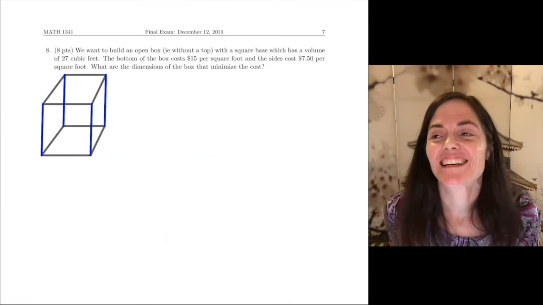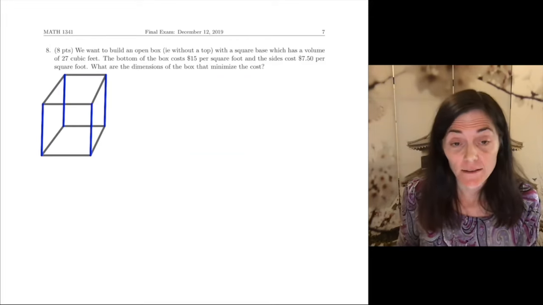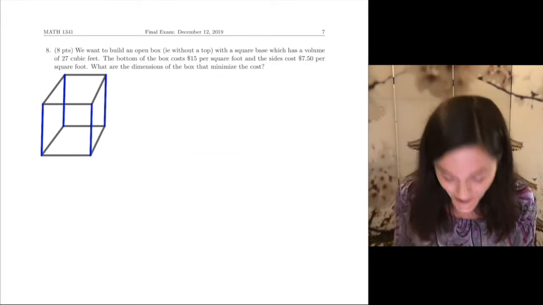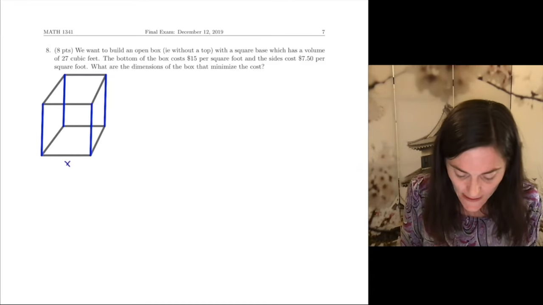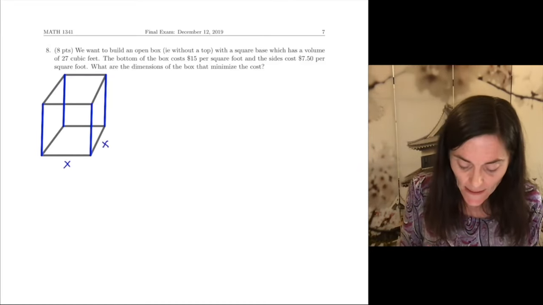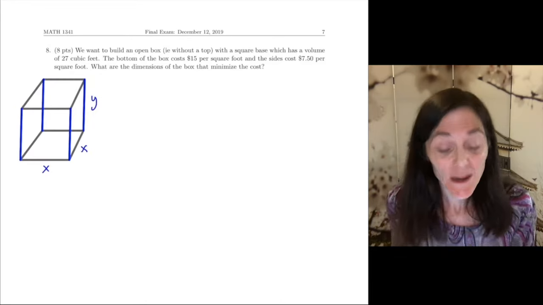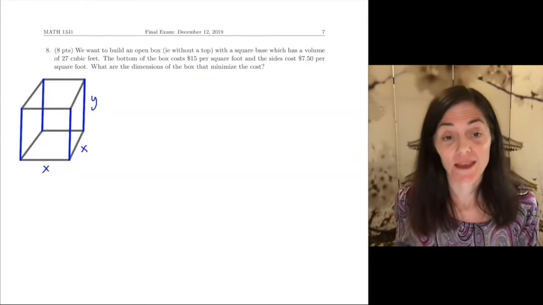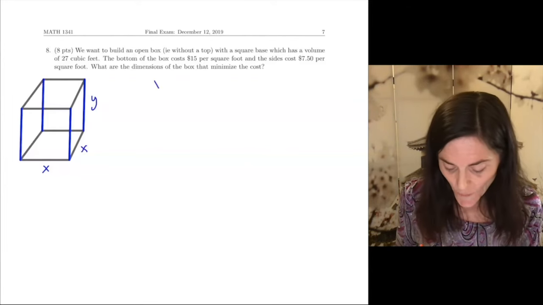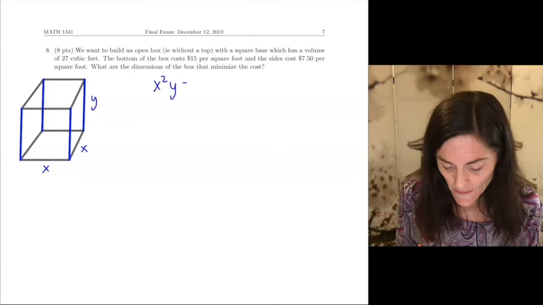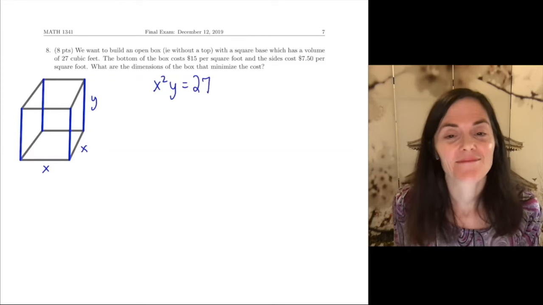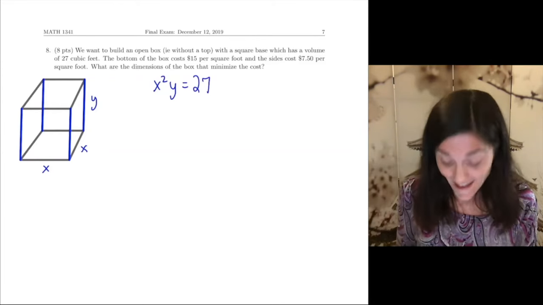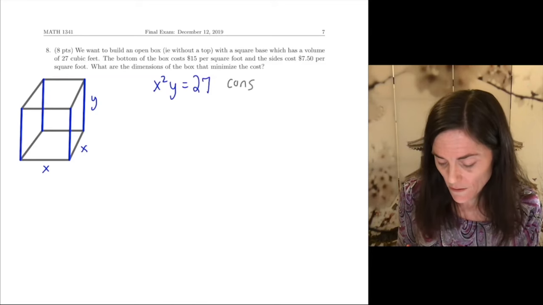Number 8, this is optimization. Here is an open box. It's supposed to have a square base. So let me start labeling. This is x, and this is x, and then we have some height y. And we're given the volume. Okay, what is the volume? This is one reason we label things. The volume is x squared y, and this is supposed to be 27. You see, this is an equation, and therefore it is my constraint equation.